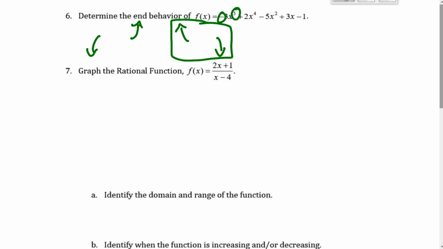We could just plug in really, really big negatives. So a really big negative cubed, or to the 5th. All this is really not going to matter, right?